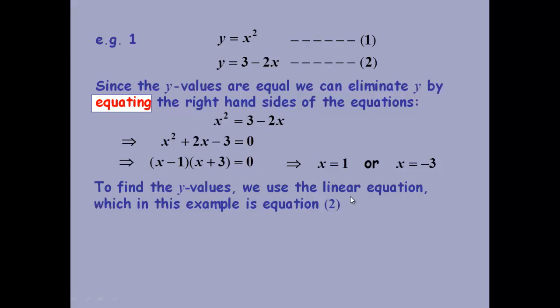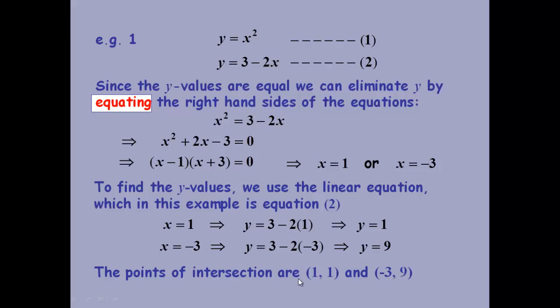To find the y values, we simply put them into either equation, because they work in both. We usually use the linear one, it's usually easier, but not always. And we end up with the points of intersection of (1, 1) and (minus 3, 9).